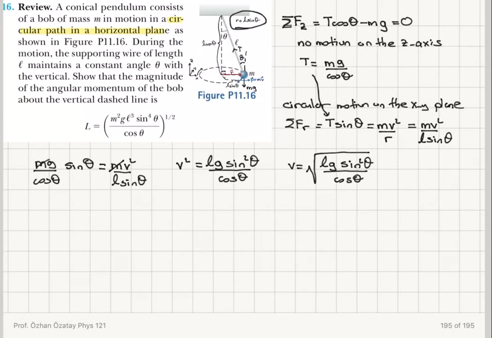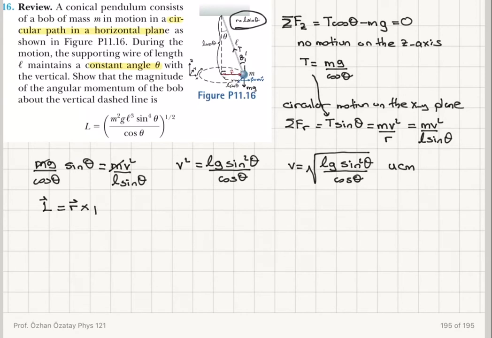of L g sine squared theta divided by cosine theta. As you can see, this is not only circular motion, it's going to be uniform circular motion, because the angle theta is kept constant in this conical pendulum. So I always have the same angle theta here. So let's note that it maintains a constant angle theta. So this is actually uniform circular motion with constant speed, the square root of L g sine squared theta over cosine theta.